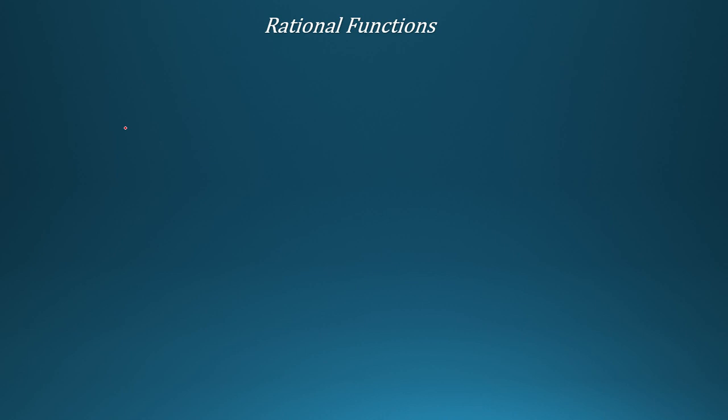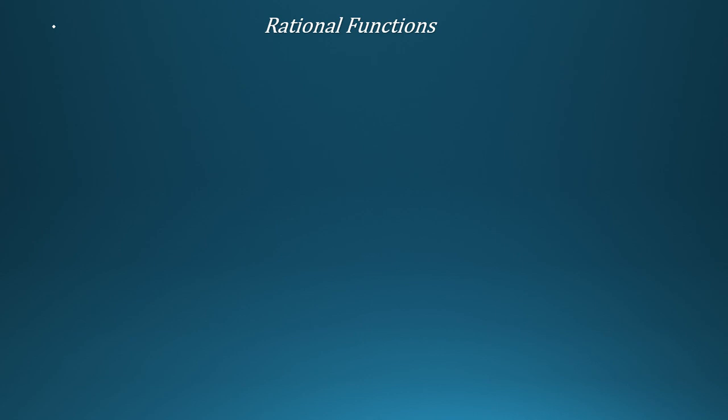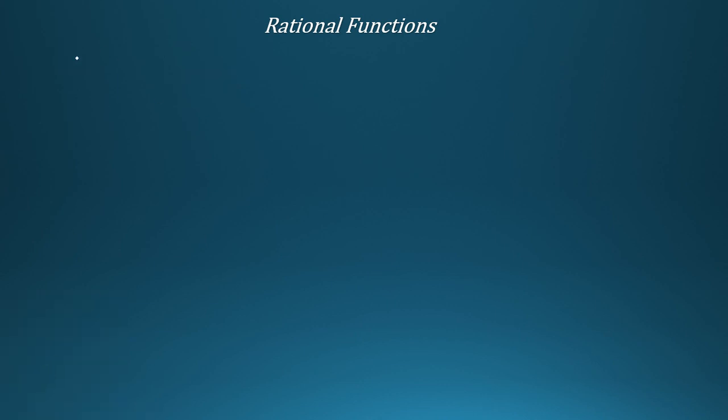For example, you have studied before also about the rational numbers. Okay, just for a reminder only, rational number means any number written in the form of a upon b, where a and b are integers and b is not equal to 0. Similar definition is for the rational functions also.